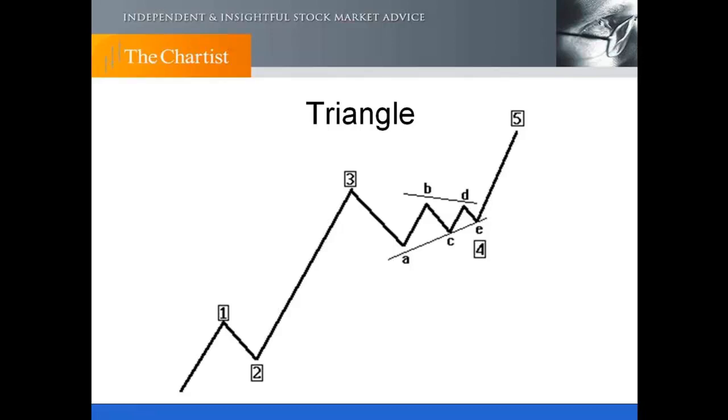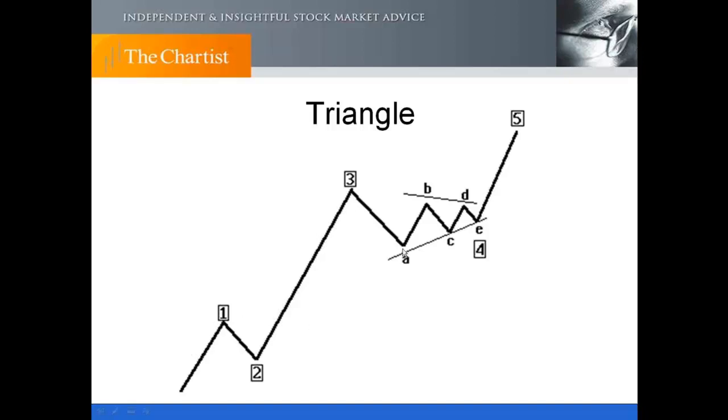A triangle will only ever appear in the wave 4 position. A triangle can never appear in the wave 2 position. A triangle can only appear in the wave 4. If you see a triangle on a chart, and as I said, watch out for CSR when we bring it up, when you see a triangle in a chart, it has to be a wave 4 or a wave B. It cannot be a wave 2.